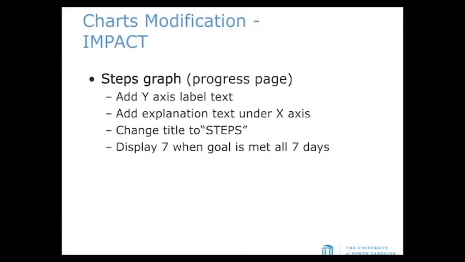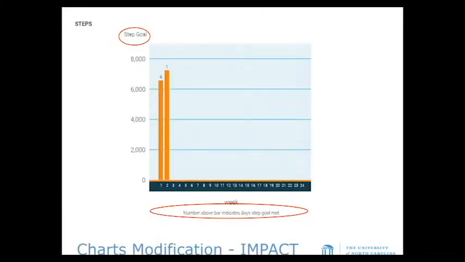For the steps graph on the progress page, I need to add y-axis label text and some explanation text on the x-axis, and change the title and display the numbers, which indicate how many days in a week the participants met the step goal.